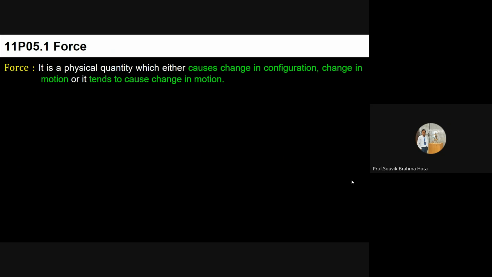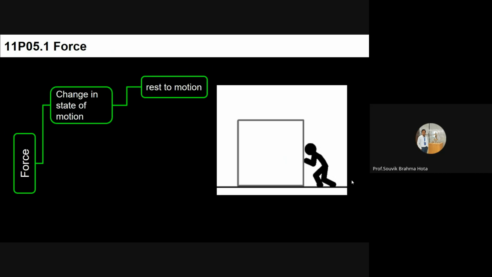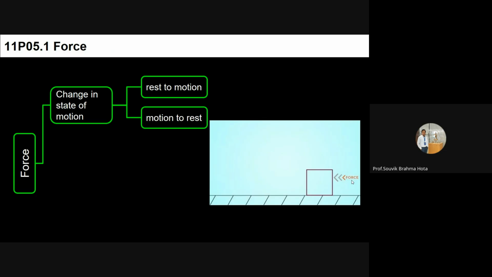That means if you apply force on some object, either it will change the dimension of the object, it will have some dent, elongation, or compression. It will have some dimensional change or change in motion also, or it tends to cause a change in motion. Here you can see this person is pushing this box. When the force is applied, it changes the state of motion. Initially it is at rest, now it is in motion. Next, motion to rest.